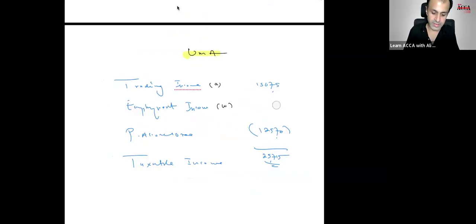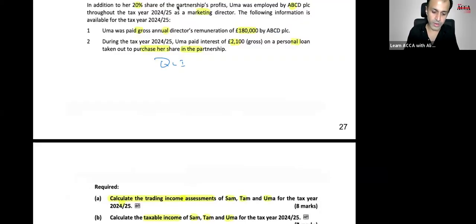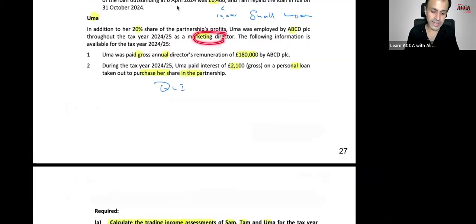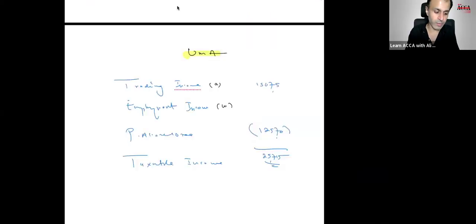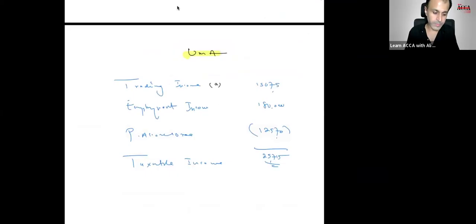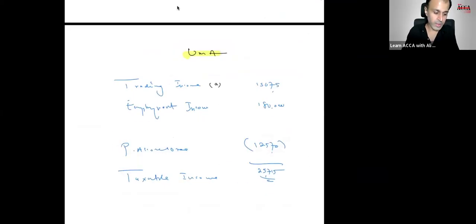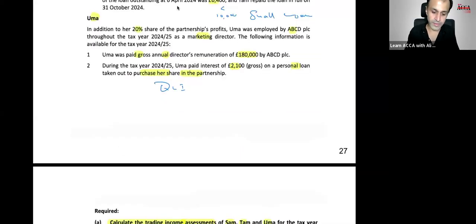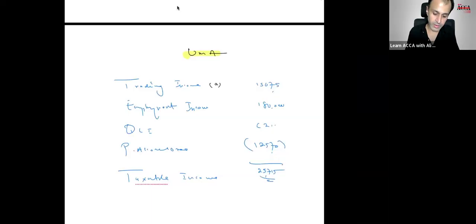Employment income will only have the salary to take, which is 180,000. I do not need to time apportion this salary because throughout the tax year, he was a director. So he was getting an annual salary of 180,000, which I will add as it is. Well, this is not really a working. Qualifying loan interest will take place. For that, I can deduct the qualifying loan interest before personal allowance. The figure is 2,100.